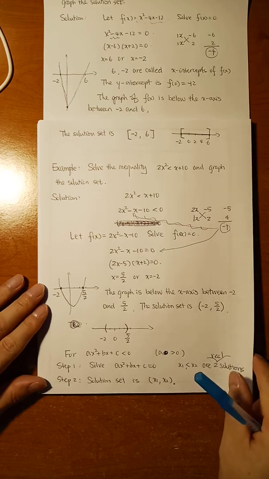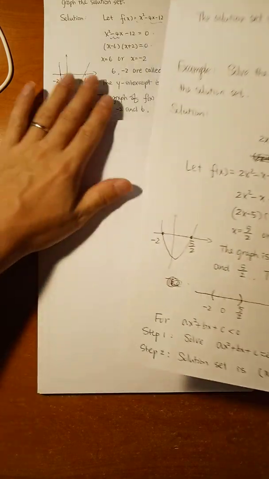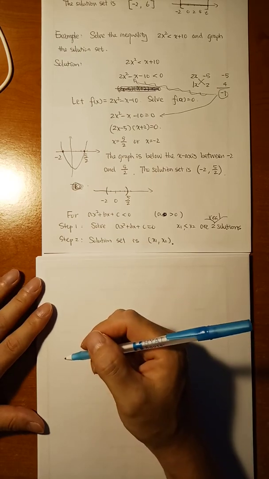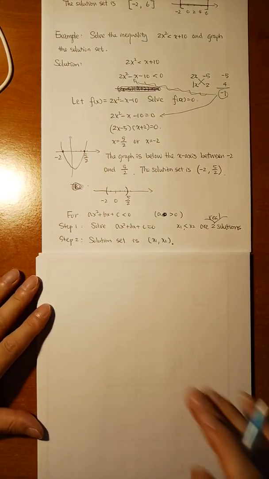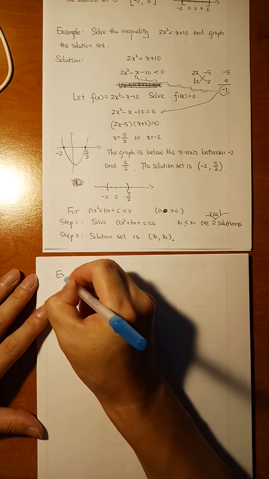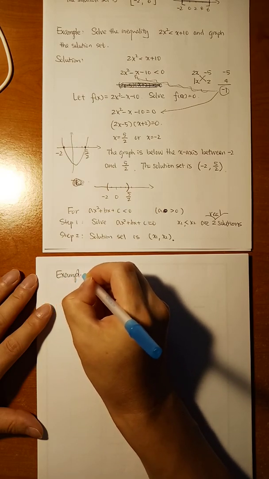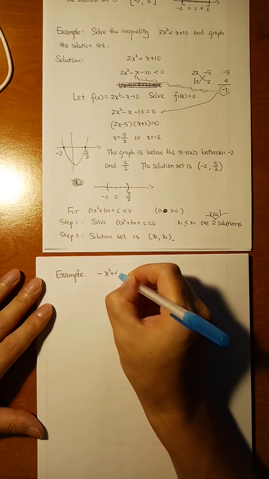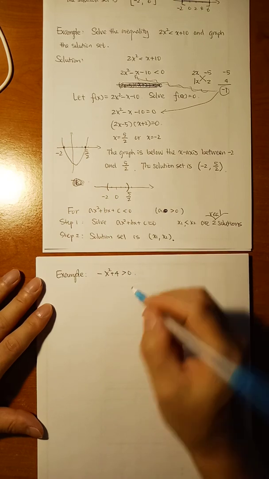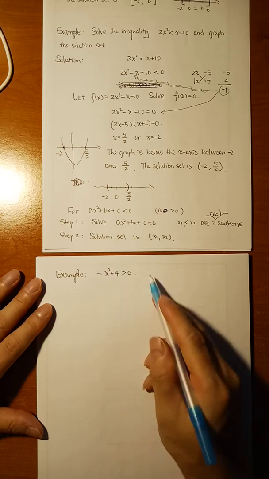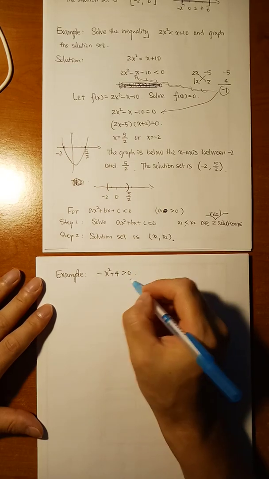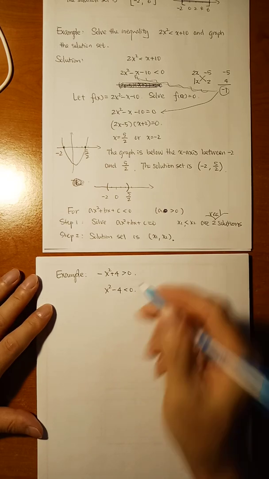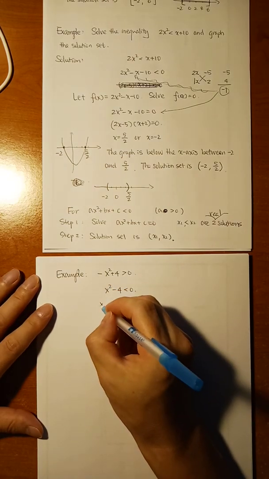Okay, so what happens if you have a negative leading coefficient? For example, if you have a negative leading coefficient, you solve this inequality. The first step, you multiply this inequality by negative 1. You change it to be less than. And then you find the two solutions.